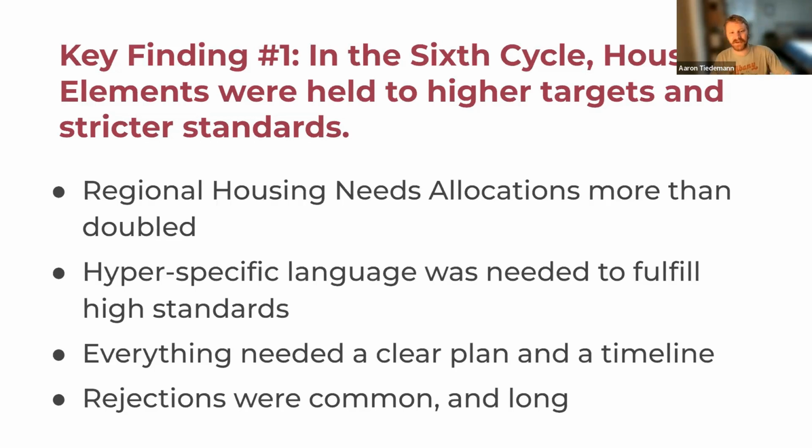Lastly, on this big key finding is just that the rejections were common and they took a long time. Like Jeff said, HCD had 60 or 90 days, depending on which submittal you were in, to review people's housing elements. That meant that people were sending one in, waiting that full time period to get it back, having to go through a lengthy process to edit it, bring it back for public hearings, talk with HCD on the phone about specifics about what they wanted. And most cities had to go through that at least 3 times. That was the average in the East Bay. So that's 3 submittals and 3 long waiting processes and multiple public hearings just to get there.